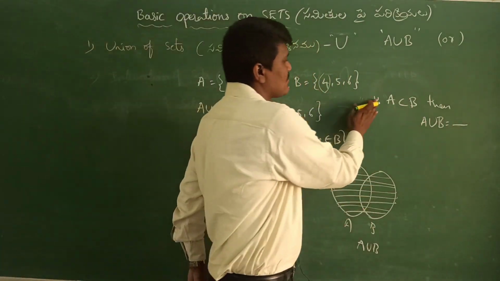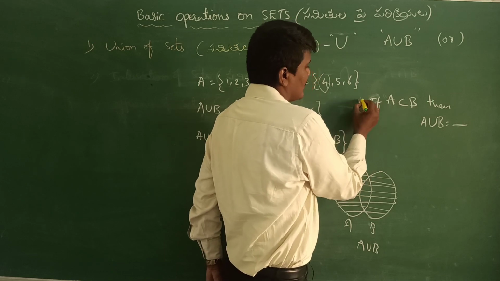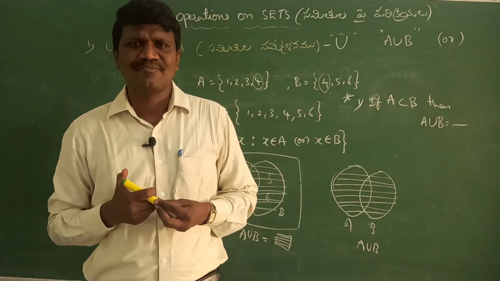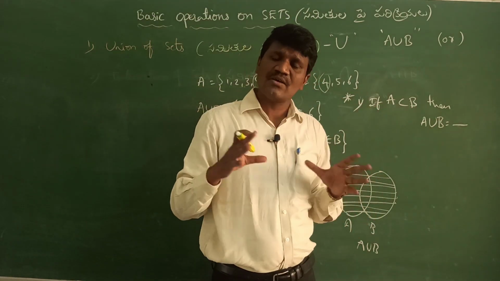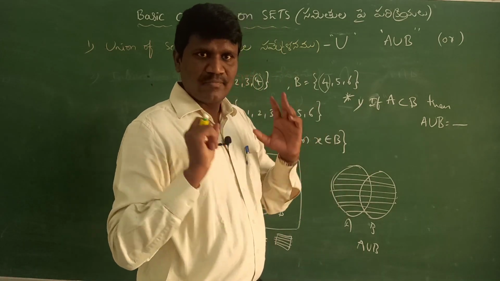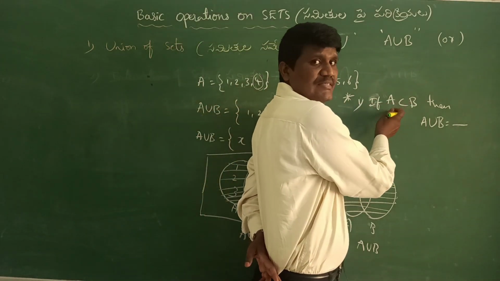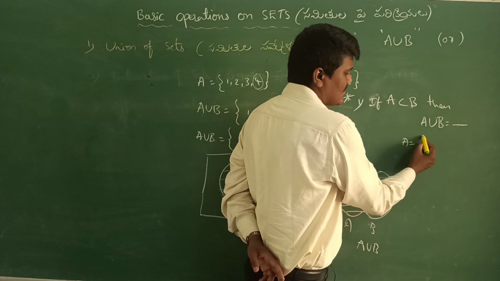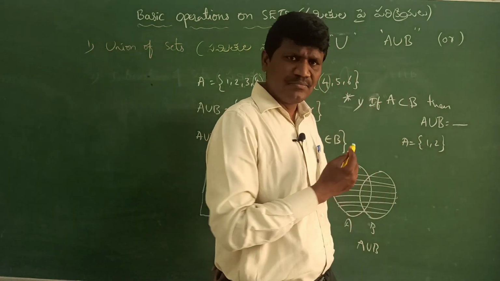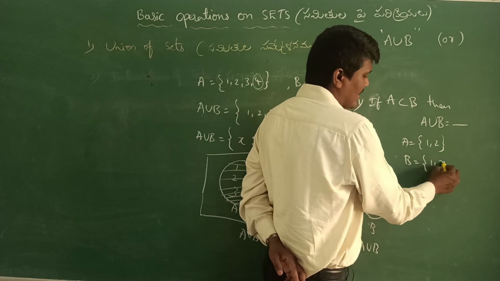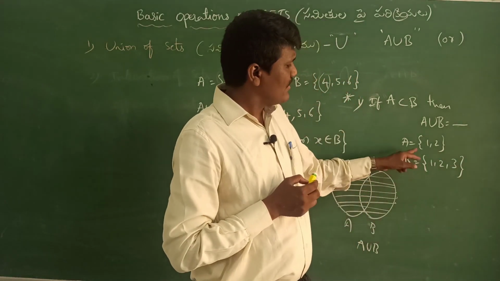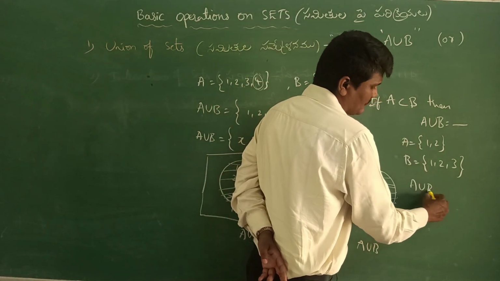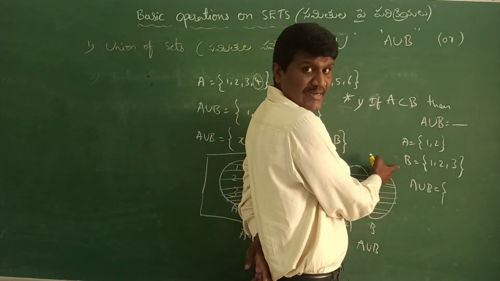If A is a subset of B, then what is A union B? So if the question is like this, what you do is take an example. Take A and B, which is the bigger one? B is the superset and A is the smaller one. So you take elements like this. A is equal to {1, 2}, I am taking only 2 elements, and B is equal to {1, 2, 3}, because B is a superset and A is a subset. So now what is A union B?